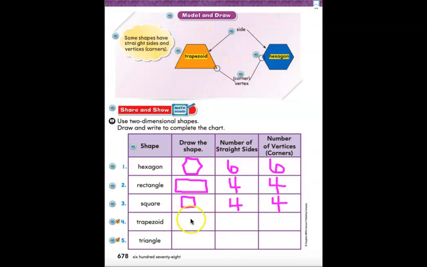Trapezoid, that's this shape up here. So the top is a little shorter, and these are diagonal. And there we go. That's kind of a trapezoid. How many straight sides? 1, 2, 3, 4. And how many vertices or corners? 4. Last one, a triangle. 3 corners or vertices and 3 straight sides. All right, so I did that with you. We will come back and I will let you complete one on your own on Seesaw.